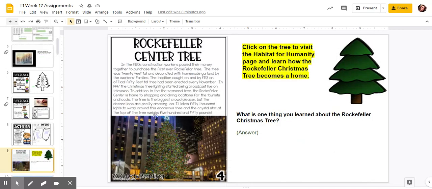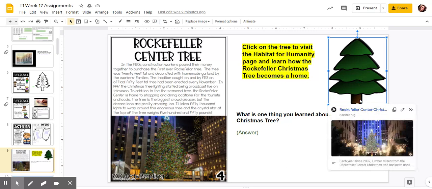The last thing you're going to do for reading is you're going to read about the Rockefeller Center tree. So you may have to zoom a little bit. I tried to make it really big, but there's a paragraph here about the Rockefeller tree. And then something that I think is even more important than the Rockefeller tree is what happens to the Rockefeller tree after the holidays. So if you click on this Christmas tree, it'll take you to a Habitat for Humanity page where it tells you what happens to the Rockefeller tree after the holidays and what it becomes for a special family in need. So go ahead and look at that after you read the paragraph.